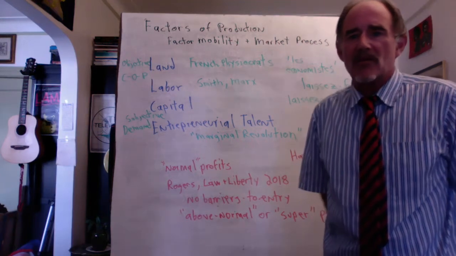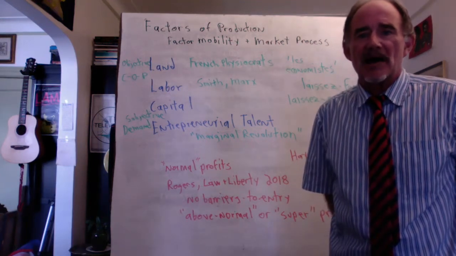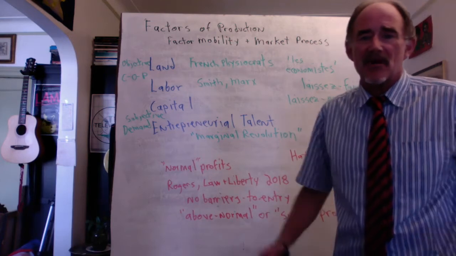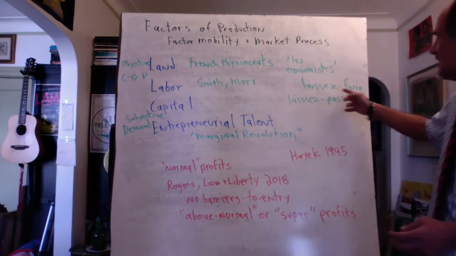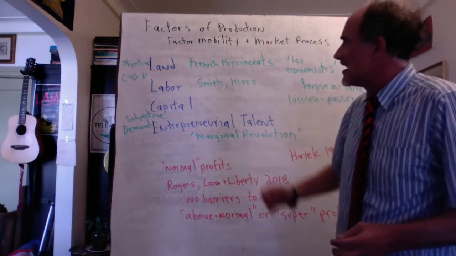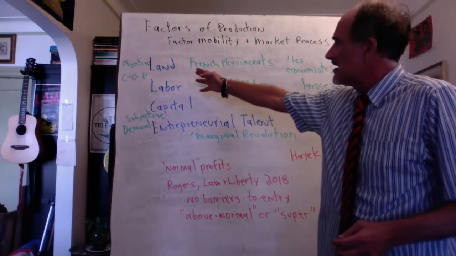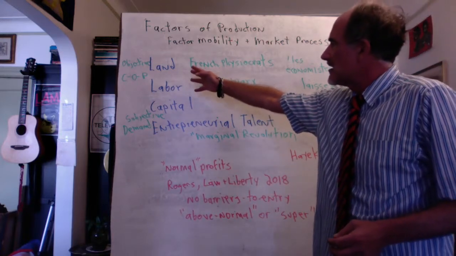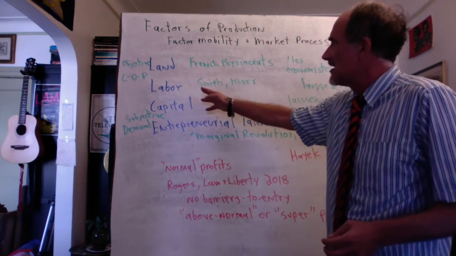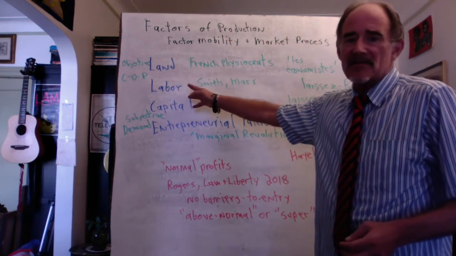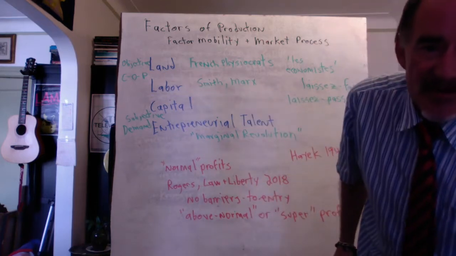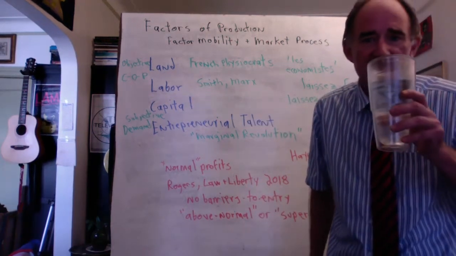How does Paris get fed? Laissez-faire, laissez-passer. Let the market work. Let it be, let it pass. Laissez-passer, the French physiocrats. They introduced land as the factor of production, and then labor as a factor of production. Adam Smith and Karl Marx had a labor theory of value.